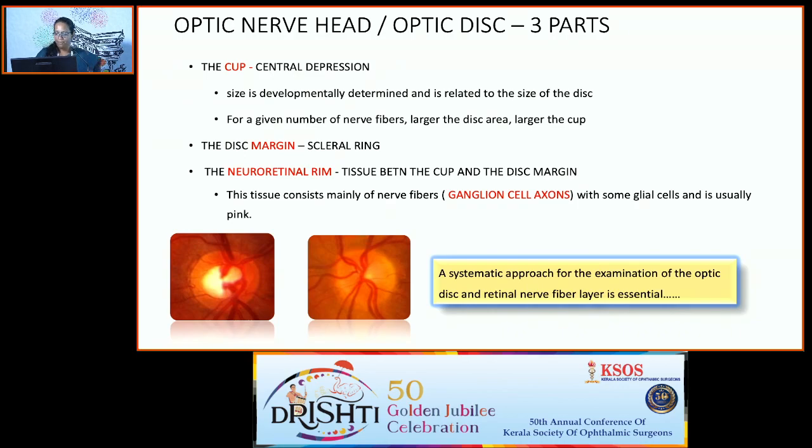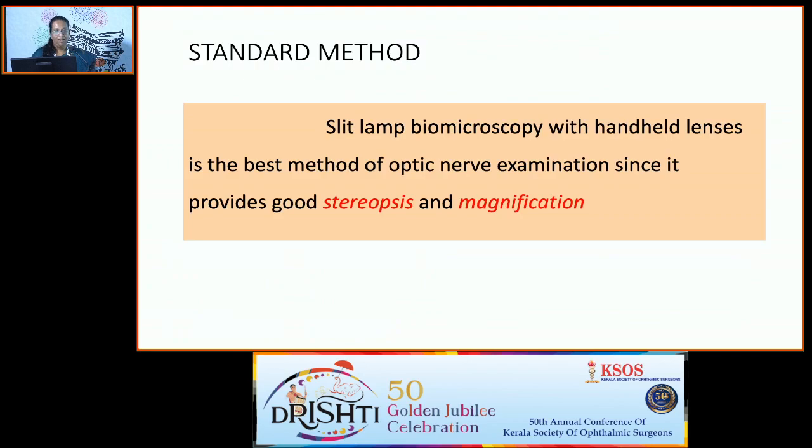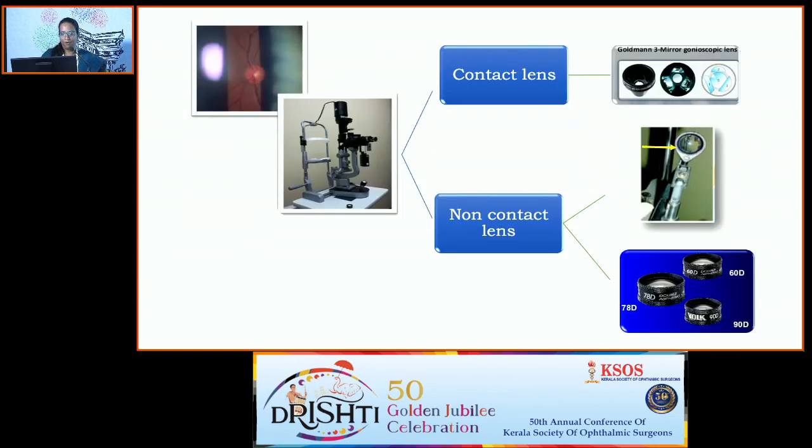A systematic approach for the examination of the optic disc and retinal nerve fiber layer is essential. The standard method, obviously, which we are all doing, is slit lamp biomicroscopy with handheld lenses, which is the best method because it gives magnification as well as stereopsis. Now, we use contact lenses as well as non-contact lenses. A contact lens is the Goldmann lens, the 3-mirror lens, and the non-contact lenses are the high minus, that's the Ruby lens, as well as the high plus lens.